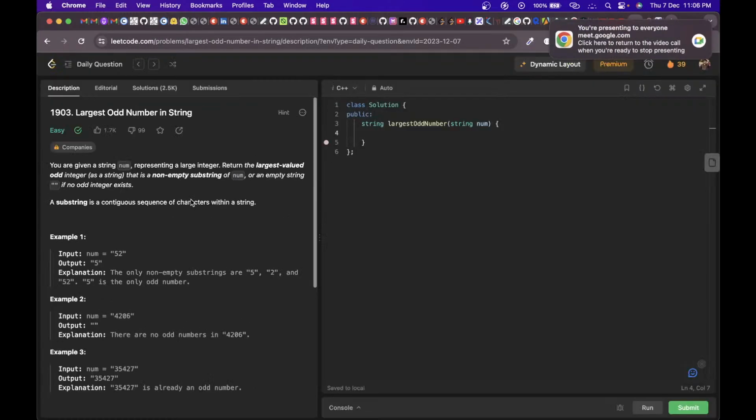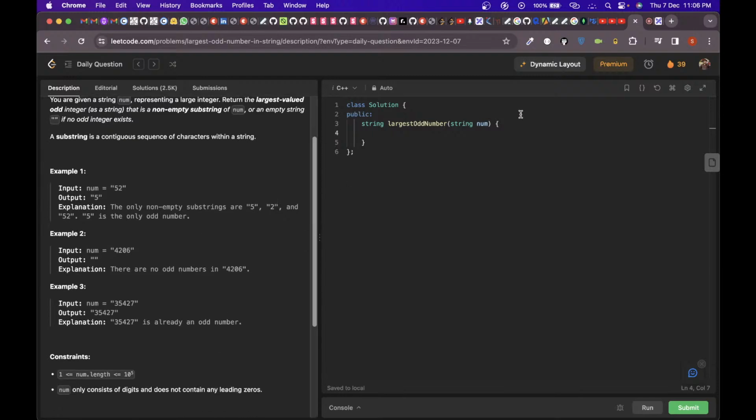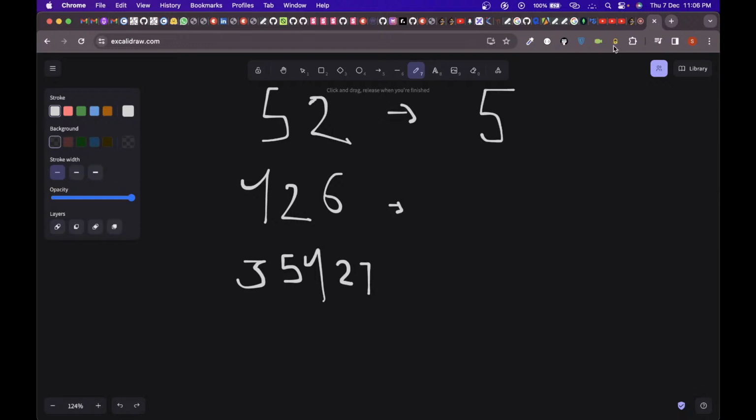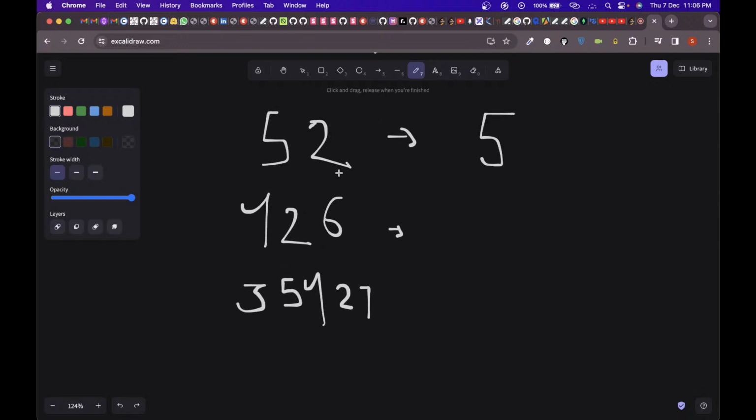Okay, so our today's LeetCode question is Largest Odd Number in a String, where we need to find the odd number having the largest value that exists in the string, in order. We need not check any subsequence or any combination. For example, in the string 52, there's only a single odd number, that's 5. And in 426, there's not even a single odd number, so it has 0 odd numbers.